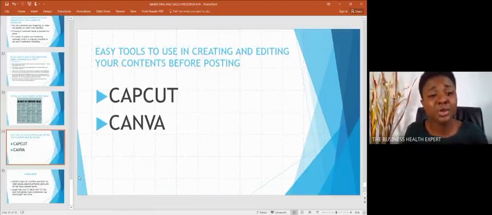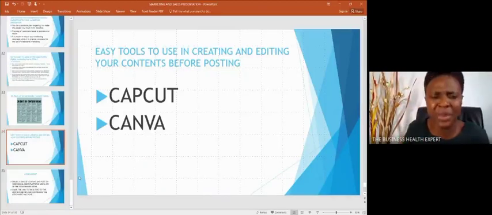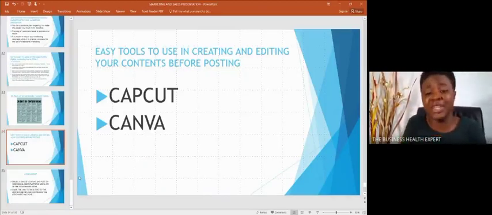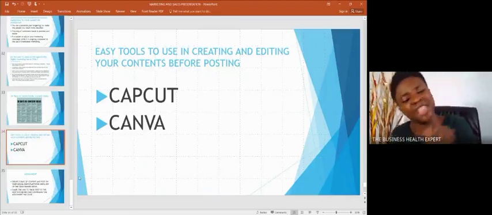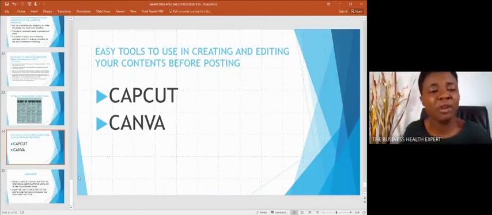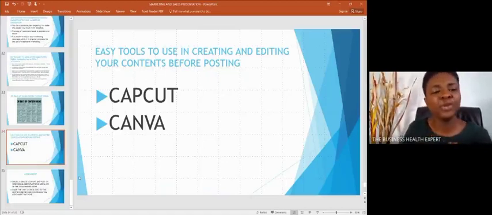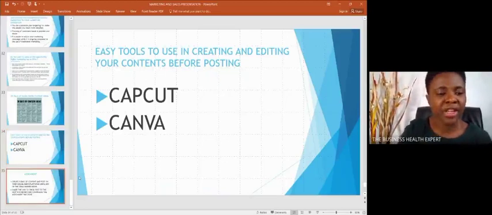Do the little you can do. Take it a step at a time. But I want to assure you that people in the same kind of business are doing what you're doing, so you must not be left out. You must push yourself a bit. That's why it is a 21 days challenge, because it's going to challenge you to do things that you don't normally do. So when I send the tutorial videos on how to use CapCut and Canva, please do well to use them and ensure that you create content.